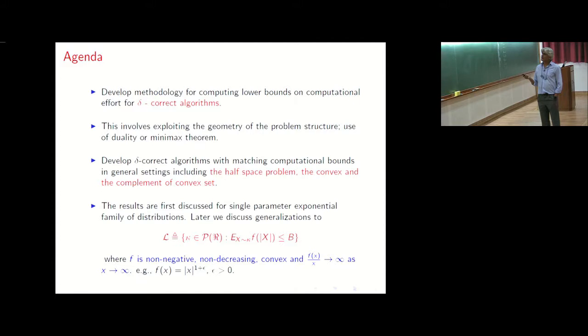And we'll do this in the setting of the half-space problem, convex and complement of convex settings. Results are first discussed for the single parameter exponential family of distributions, and then we'll extend it to this family. Basically, we look at all probability distributions kappa such that under it, the expectation of a function of the absolute value of the random variable has an explicit bound B.